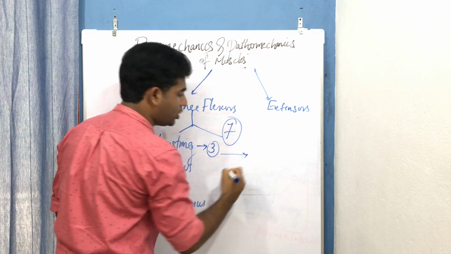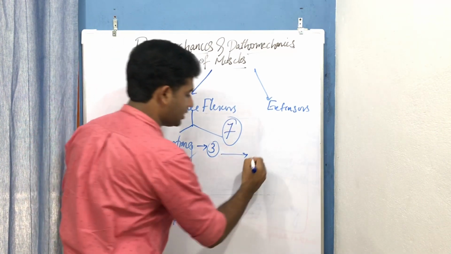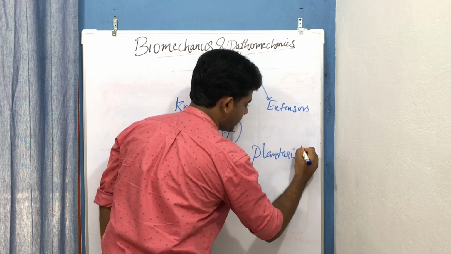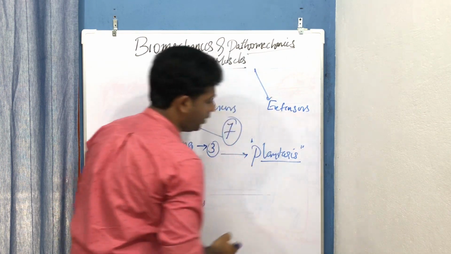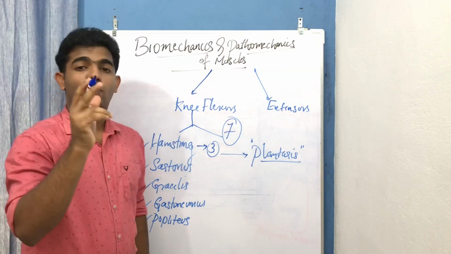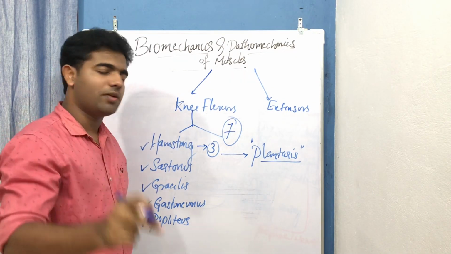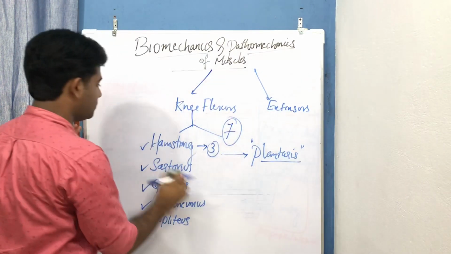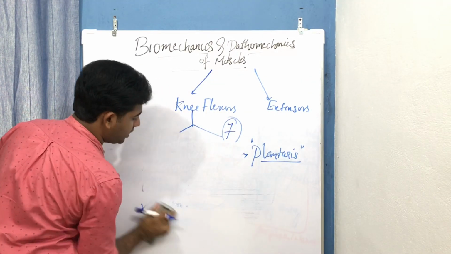In some individuals, an additional muscle known as the plantaris muscle is also seen, but this is not seen in all individuals, so we do not take it in particular as a flexor. Now let us discover the peculiarities of each of these groups of muscles. The first one goes to the hamstring.